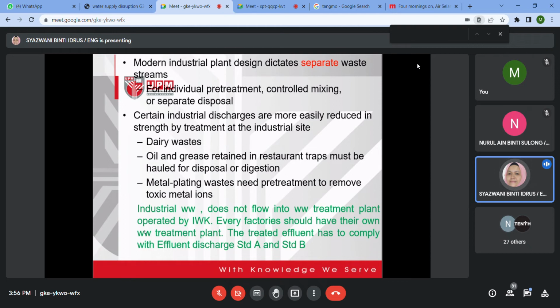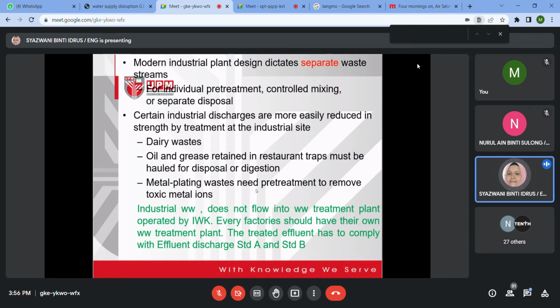which requires treatment. Metal plating industry needs a pre-treatment, because we have to remove the toxic metal ions.